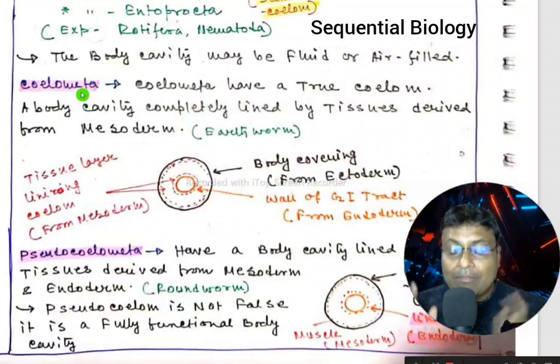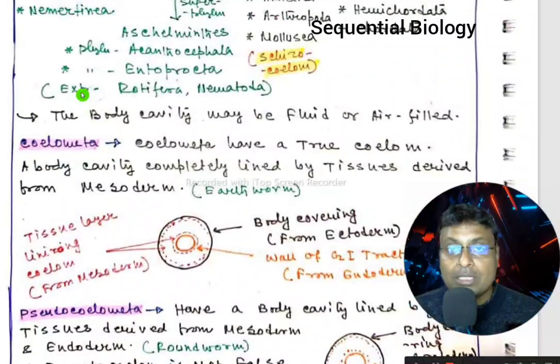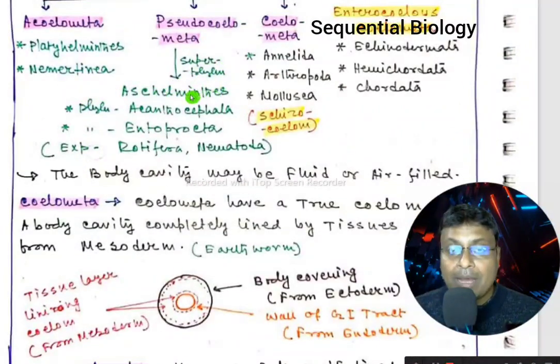These include phylum Annelida, phylum Arthropoda, phylum Mollusca, phylum Echinodermata, and phylum Chordata. So all these phyla contain a true coelom, and they have a body cavity surrounded by mesoderm. Now, pseudocoelomata. Who are pseudocoelomata? Superphylum Aschelminthes is included under pseudocoelomata. Phylum Acanthocephala and phylum Entoprocta are also pseudocoelomata.